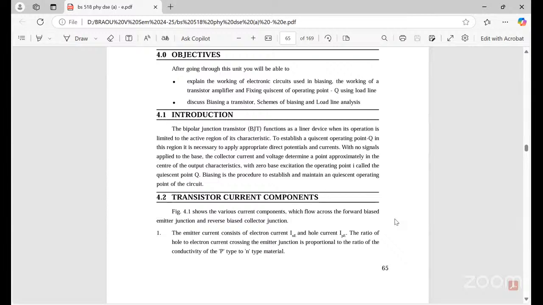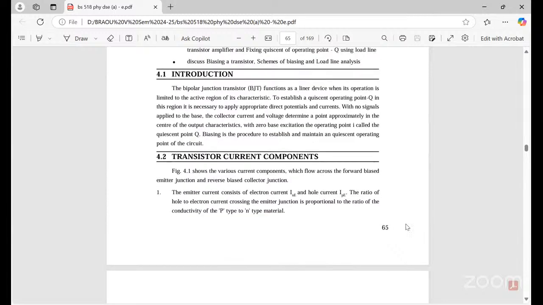That means input as well as output characteristics. With zero base excitation, the operating point is called the quiescent point, capital Q. Okay, so this is very, very important. That means biasing is the procedure which establishes and maintains a quiescent operating point of the circuit. So, transistor current components.